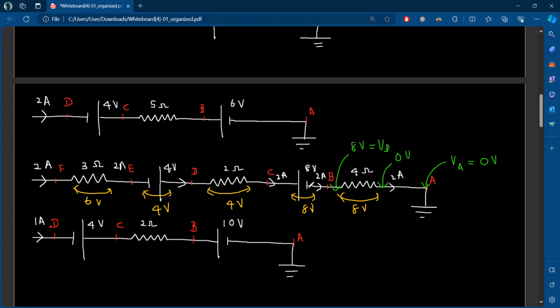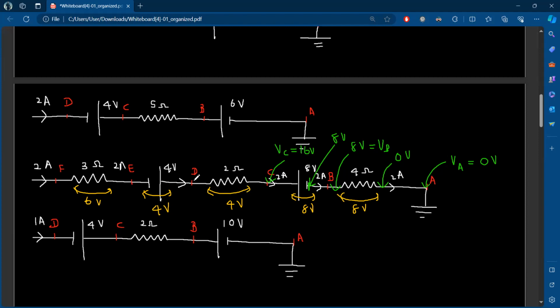Okay. Now what is the age of this younger one at this point? 8 volt. So the age difference? 8 volt. So what is the age of the older one? 16 volt. So the age difference? 4 volt.